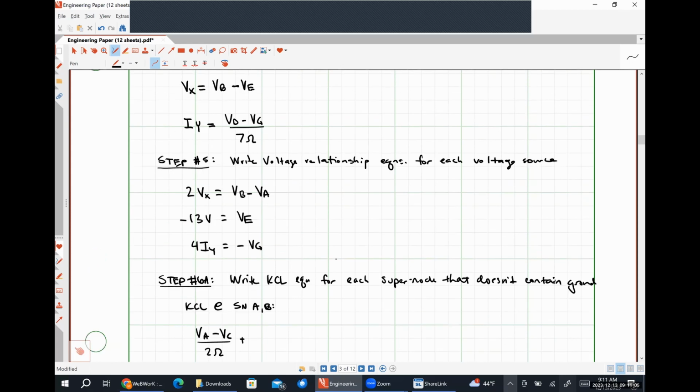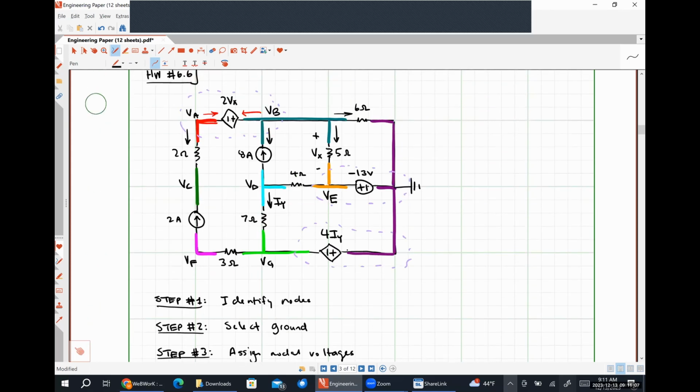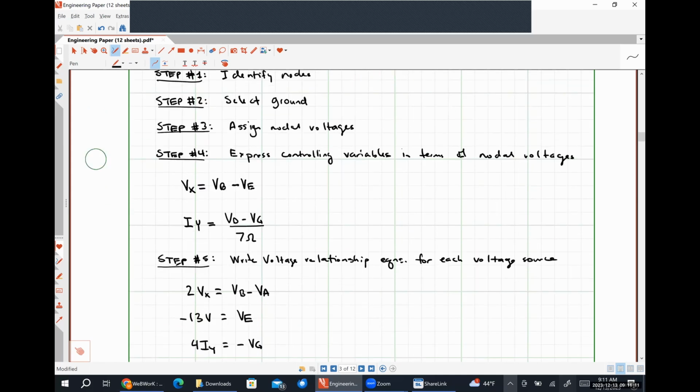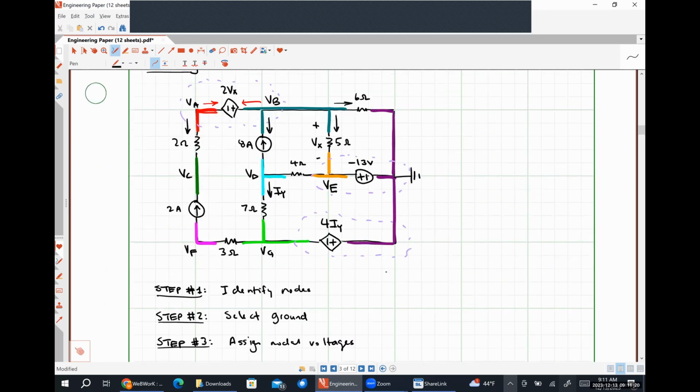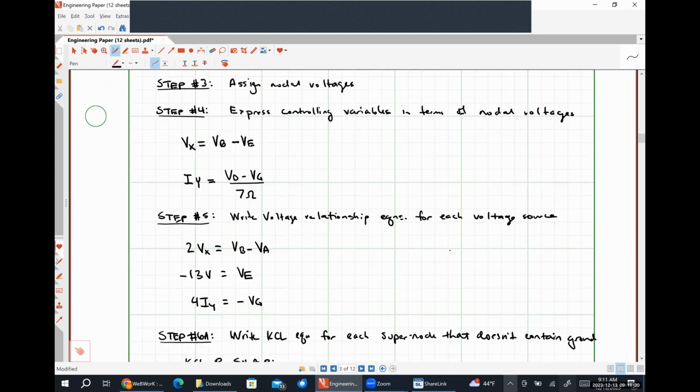The current flowing down through the 8 amp current source, negative 8 amps. Now we have the current flowing down through the 5 ohm resistor. Yep, VB minus VE over 5 ohms. Thank you.